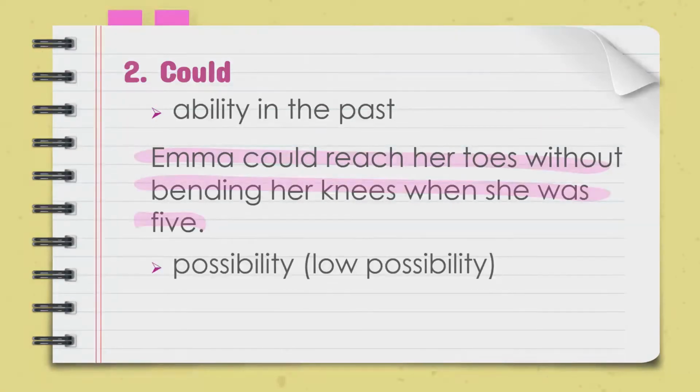Could is also used to express low possibility. A low possibility means that an event has only less than 50% chances of happening in the future, but there are signs or clues that the event could happen. For example, it could rain today. In this situation, the speaker may have watched a weather forecast saying that there is a low chance of rain in their area, foretelling that it could rain that day.